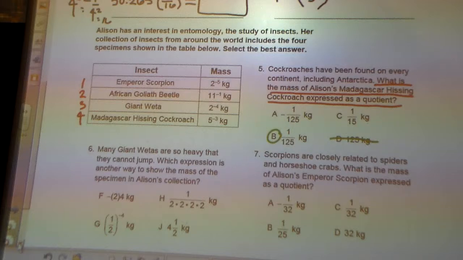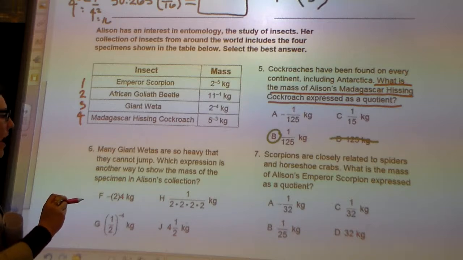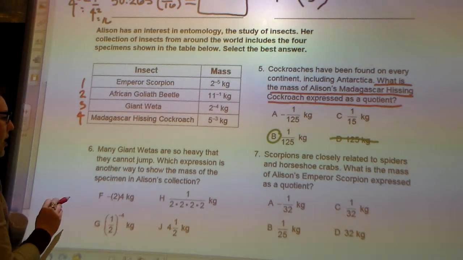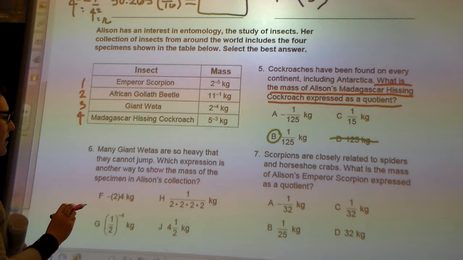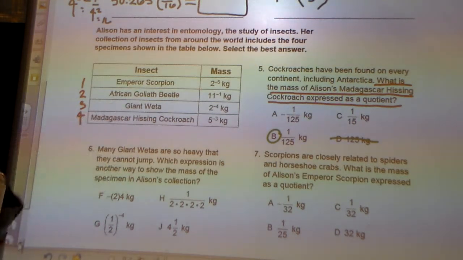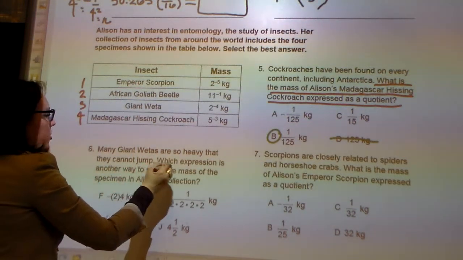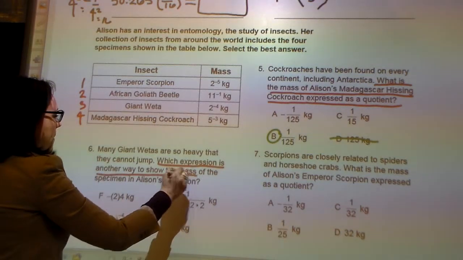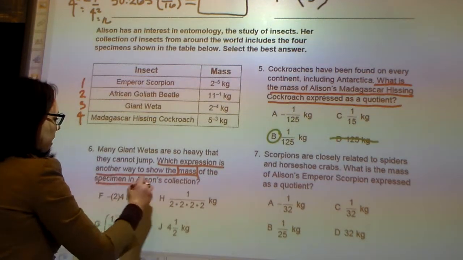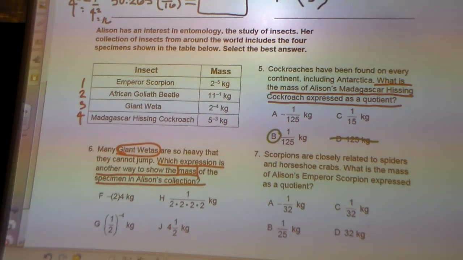and then y'all will be in charge of answering them on your own. So many giant wetas are so heavy that they cannot jump. Which expression is another way to show the mass of the specimen in Allison's collection? I don't know what that is either. I just know that it's one of the pieces of information that I'm given, so I don't really care what it is. It could be an elephant for all I care, but it's not. It's a bug of some kind. It's an insect. But all we want to know is which expression is another way to show the mass of the specimen in Allison's collection, and we're talking about the giant wetas.